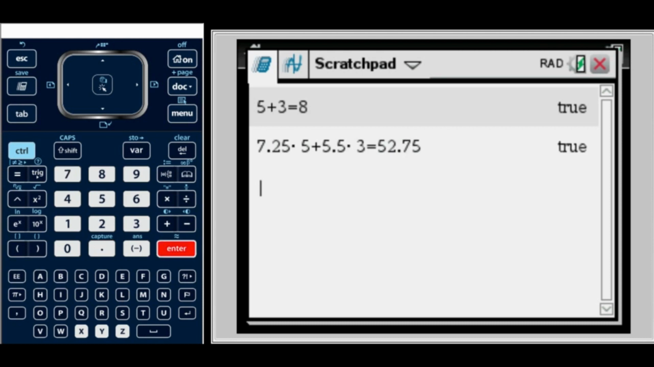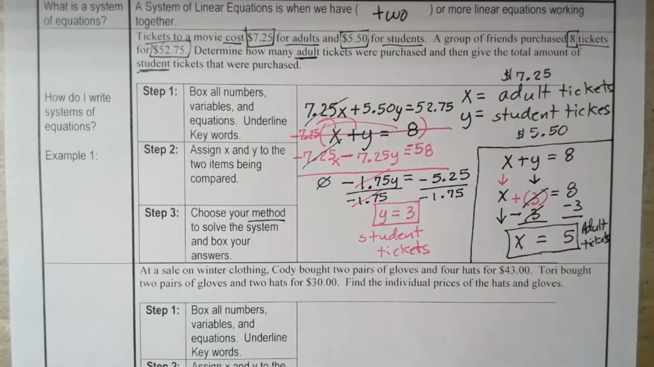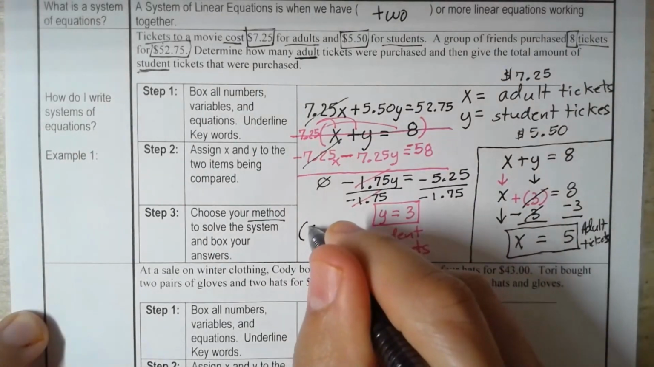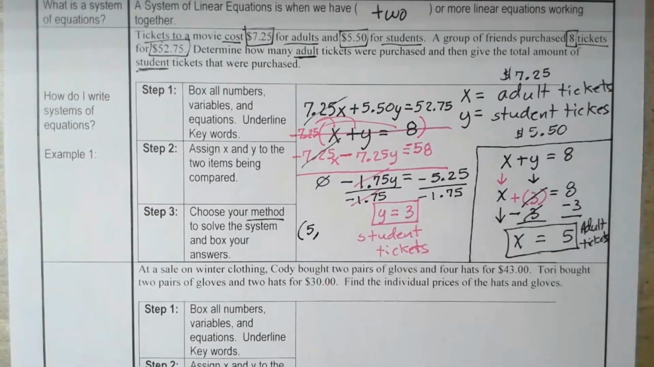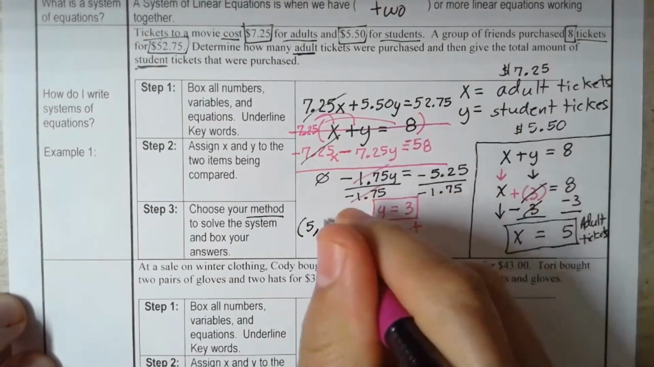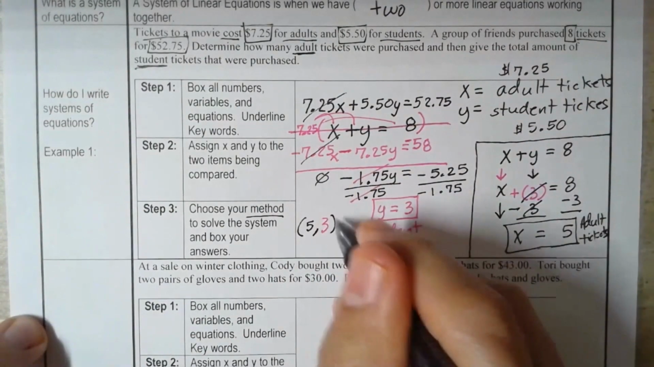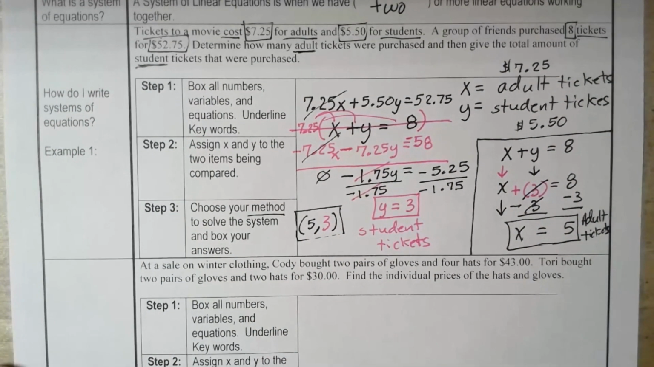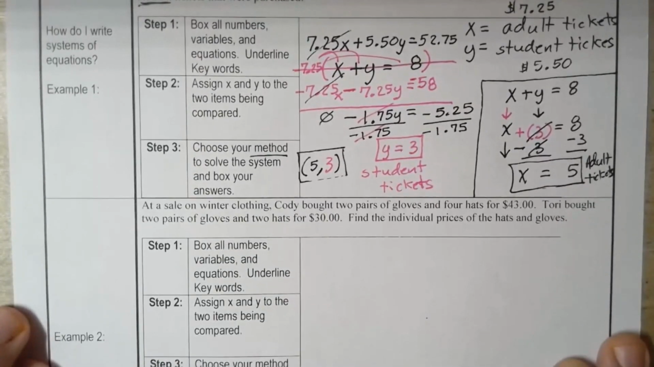So now I've justified my two answers using my calculator. Both statements show true. I know that my x and y value is correct, and therefore my solution for this is 5, 3. Okay, so I'm going to write my solution down right quick. We'll say x was 5 and the y was 3. And I'm done. So I'm going to move this up now. Hopefully you have all that written down.